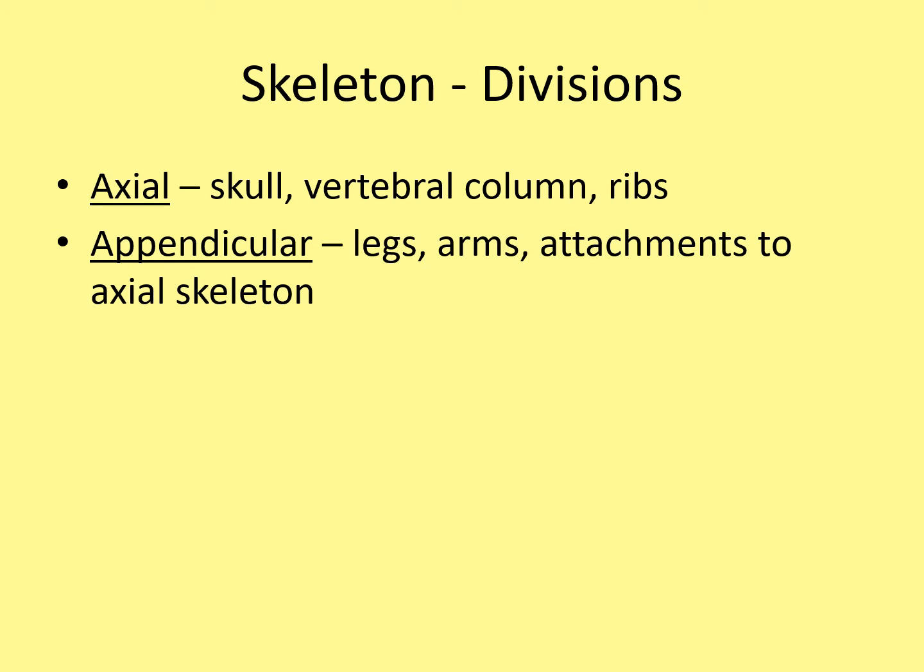So several different functions. The skeleton is going to be divided into two divisions, the axial skeleton and the appendicular skeleton. The axial skeleton is composed of the skull, the vertebral column, and ribs. And then the appendicular is going to include the arms, the limbs, legs, any of those limbs that are attached, and the point of attachment to the axial skeleton, like the shoulder, the hip.